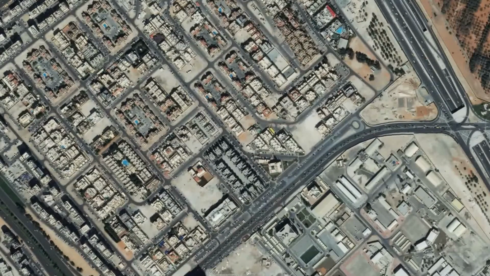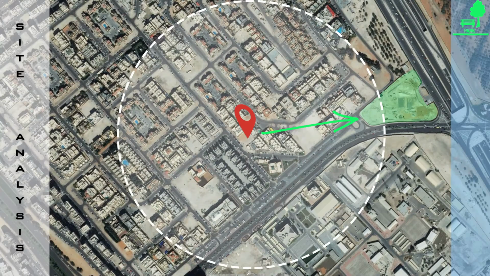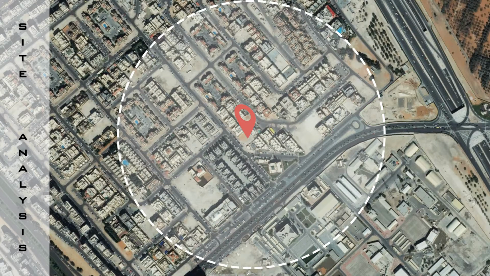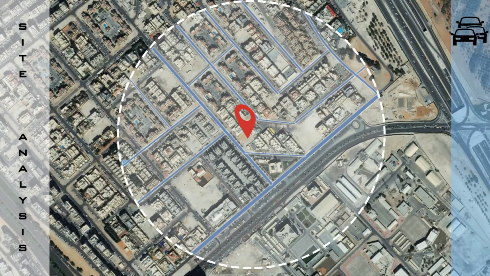Our project is located in Abu Dhabi. The site is in Al Nahyan camp, which is surrounded by multiple services: park, hospital, restaurant, and mosque. It is accessible to public transportation through Delma Street within a walkable distance of 500 meters. The site is accessible by car through the main road and minor road, and by pedestrian routes.